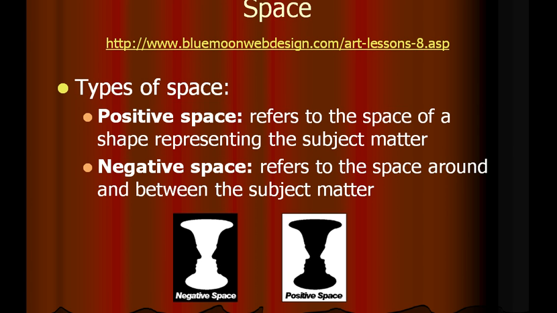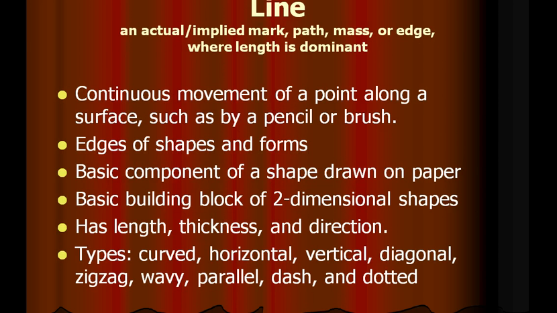Types of space include positive space, referring to the space of a shape representing the subject matter, and negative space, referring to the space around and between the subject matter.